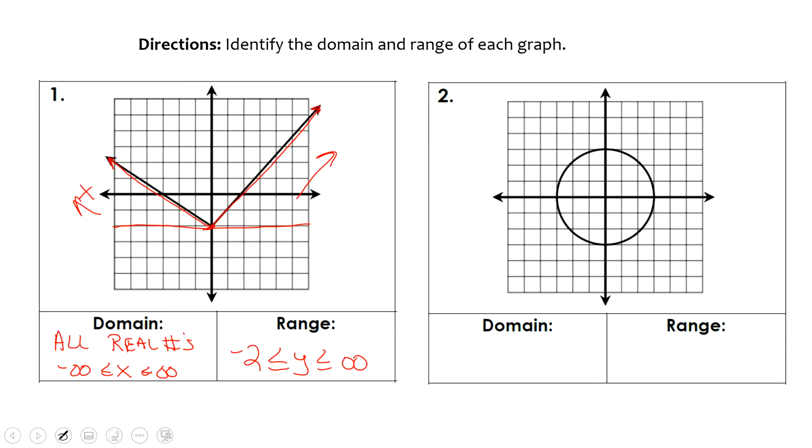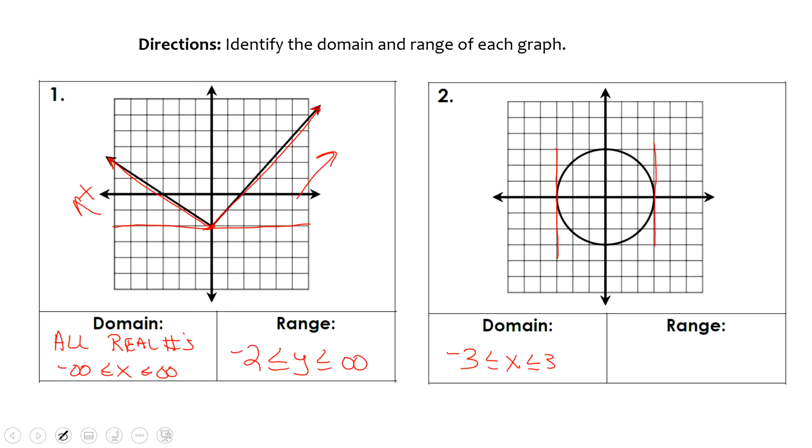Okay, for the next one, the domain of the next one, we look and see it's a circle. So the furthest left we go on the negative side is -3. The furthest right we go is +3. So our domain here is going to be -3 less than or equal to x, less than or equal to 3, because we're actually touching those points on the x-axis.